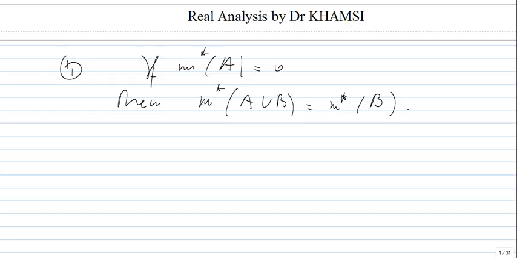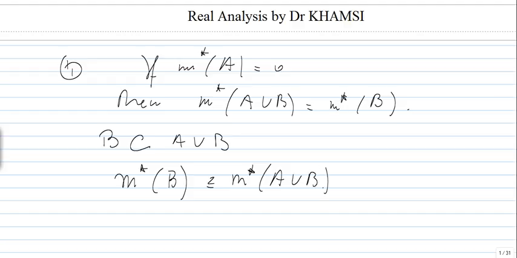We have the monotonicity, since B is included in A union B. So by monotonicity of the outer measure, the outer measure of B is less than or equal to the outer measure of A union B. And now, using the sub-additivity of the outer measure, this is less than or equal to the outer measure of A plus the outer measure of B. Knowing that the outer measure of A is equal to 0, this is equal to the outer measure of B. So we have the outer measure of B less than or equal to the outer measure of A union B, less than or equal to the outer measure of B. Therefore, they are equal, which proves our claim.